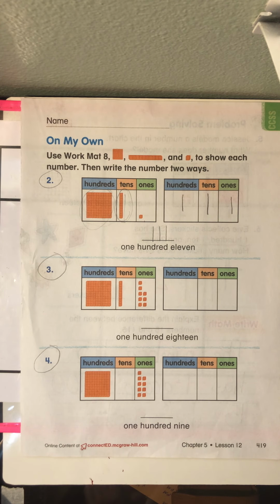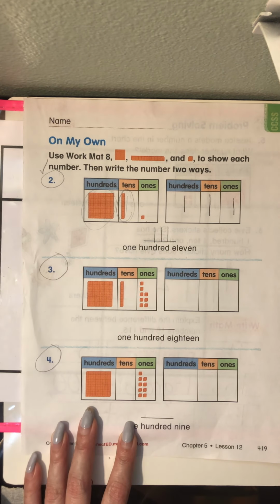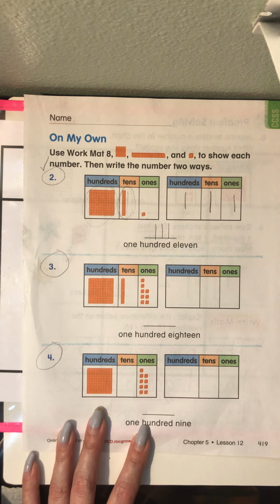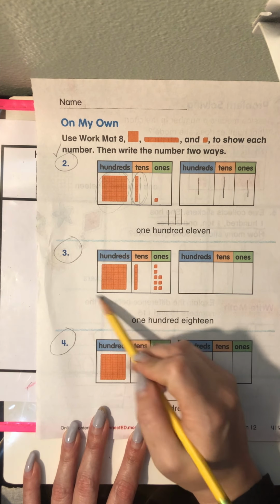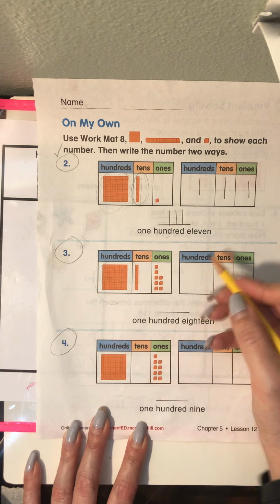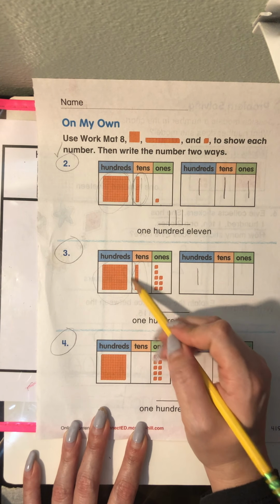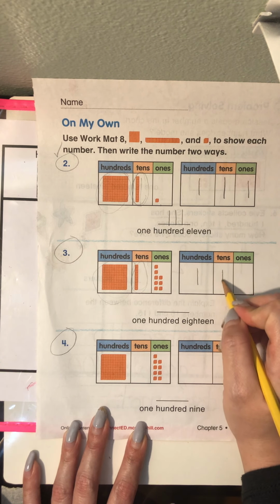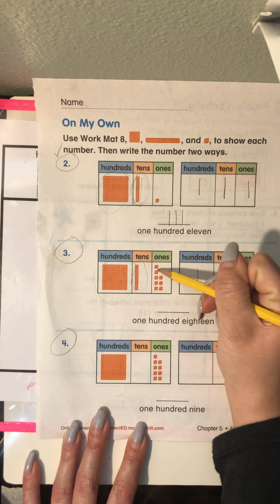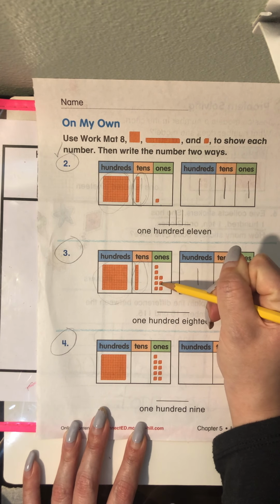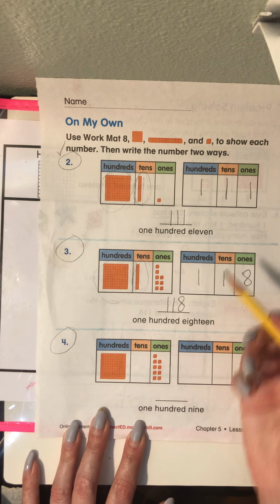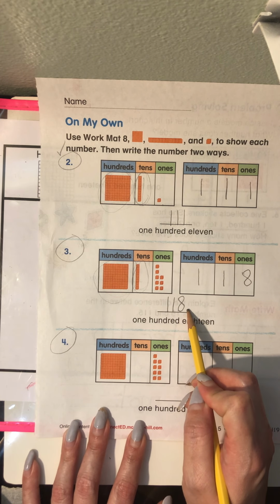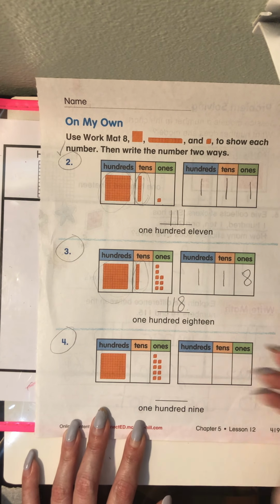So check your answers, boys and girls. If you got it right, you're gonna give yourself a check. Good job. If you didn't get it right, I want you to fix it. Fix your answer. Number 3. How many groups of 100? I see one group of 100. How many groups of 10? I see one group of 10. And how many ones? Let's count. 1, 2, 3, 4, 5, 6, 7, 8. 8 ones. So when we put that together, it makes the number 118. Give yourself a check if you got it right.